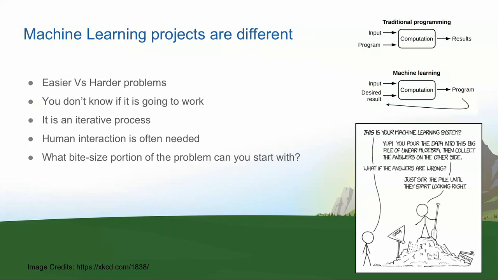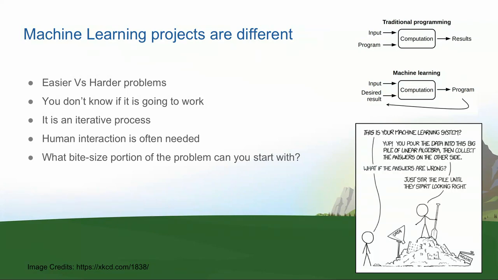Then the other thing to know is you may not know ahead of time whether it's going to work. It's very different from traditional programming. You have this drawing on the top right: you define the program, you have your inputs, and you get your results, and then you're done. But with machine learning, sometimes you don't know if it's going to work ahead of time. You have this desired outcome in mind, but the program is going to feed on itself, right? So there's this iteration problem.